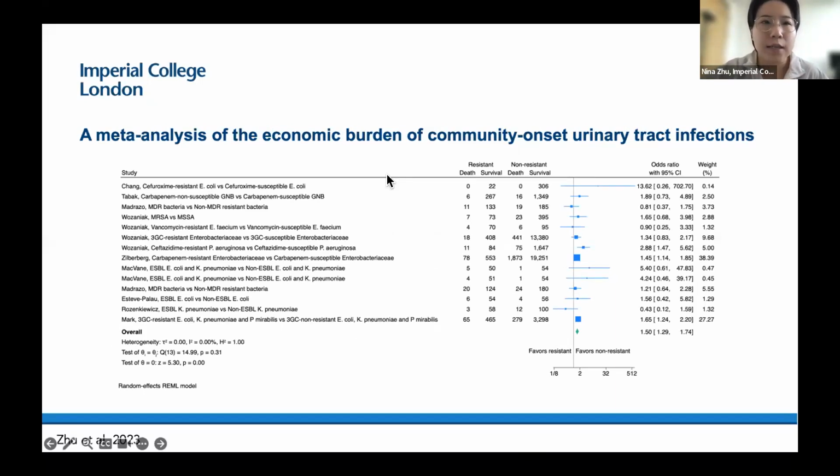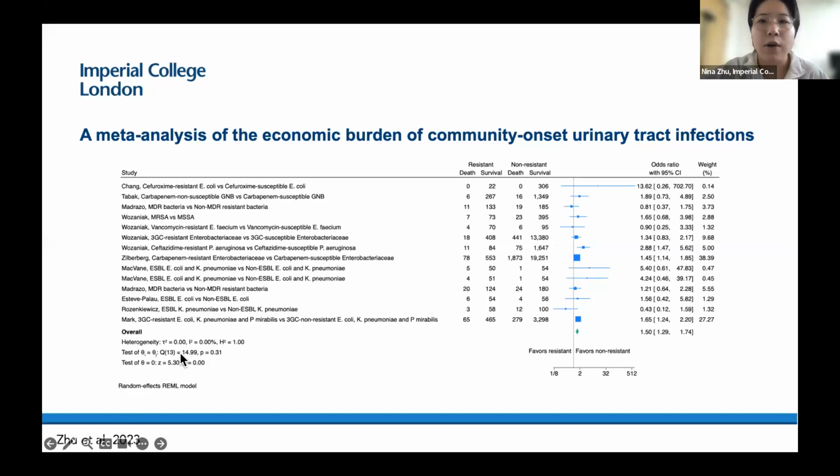In total we identified 15 studies, and there is a high level of heterogeneity. All these studies looked at different pathogens. Some looked at multi-drug resistant gram-negative bacteremia, some looked at MRSA, some looked at one or two pathogens only, and some looked at CPE pathogens. So there is very high heterogeneity in terms of what kind of pathogen was studied.